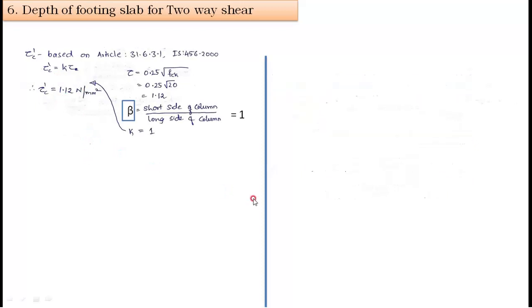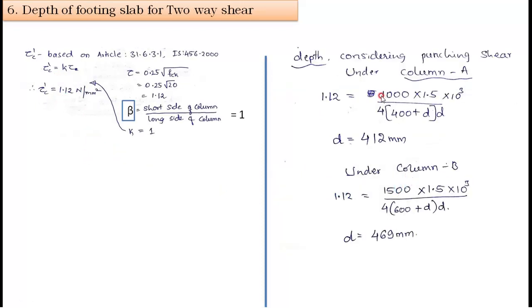Now coming to the two columns, we will determine the depth required for two-way shear for both the columns, but not necessarily do we need to calculate for both the columns. If you consider the heavy column and determine that, that depth will definitely satisfy the lighter column. But for the first problem I consider both the columns for this two-way shear, that is 1000 into 1.5 into 10 raised to 3, that is your column load divided by perimeter.